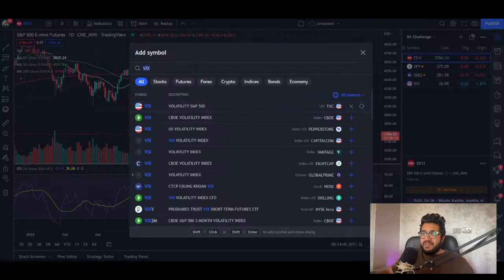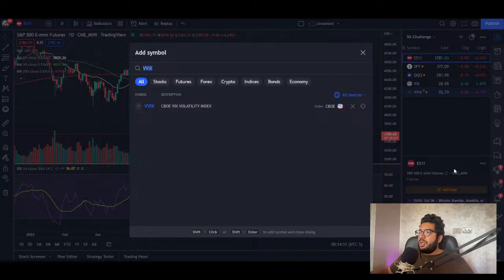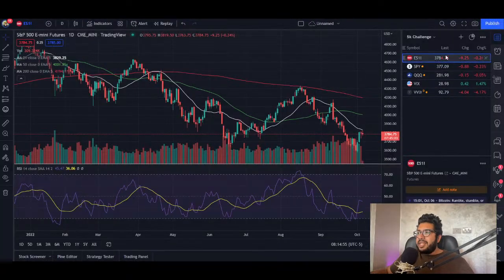I'm gonna add my VVIX. This is the volatility of the volatility index. So I have VVIX here added as well, right? I'm gonna show you how we use that, right? So all of this, everything we added so far, right?